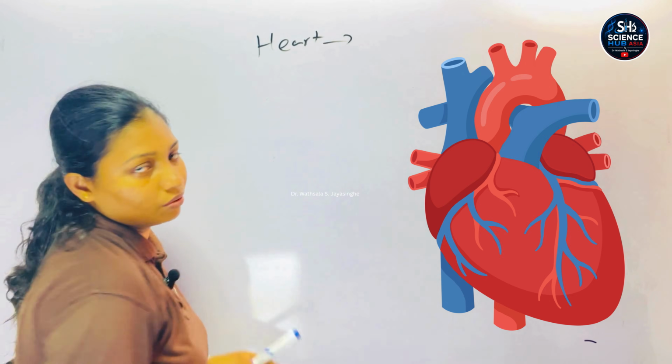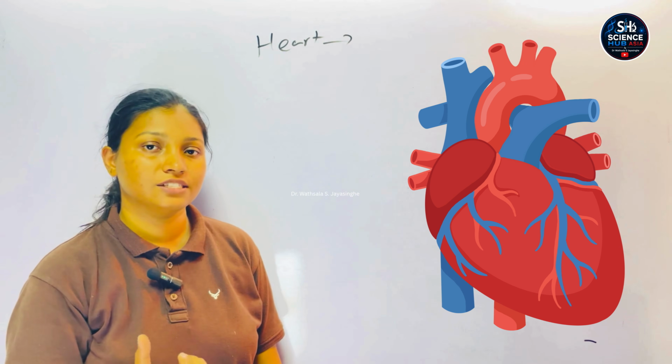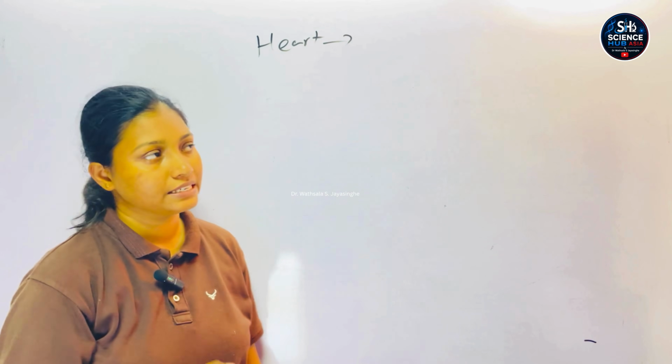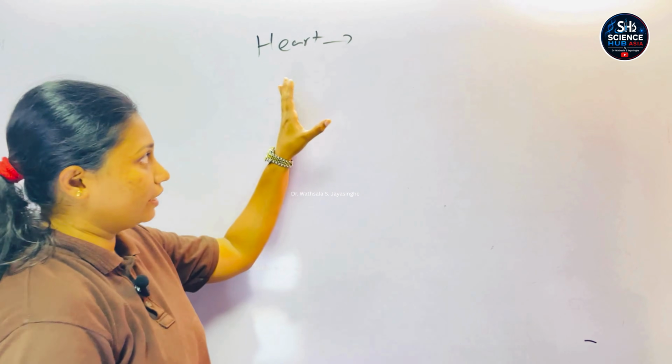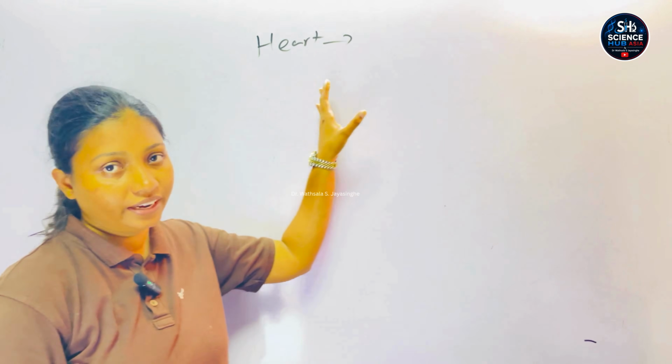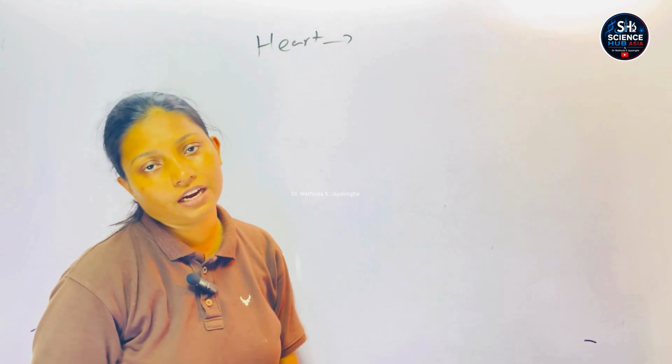The heart is a muscular organ, and the human heart is the size of a fist and is located slightly on the left side of the body. Regarding the anatomy of the heart, we have already dissected the real specimen, so with that we will learn about the anatomy of the heart properly.